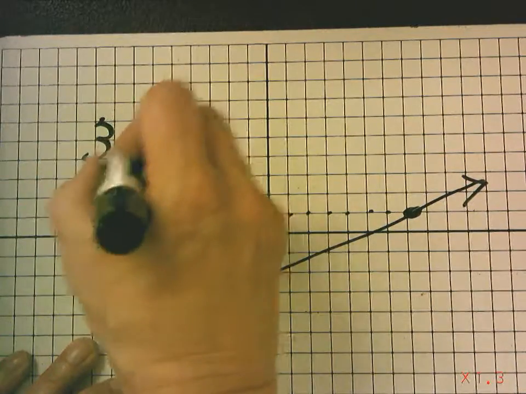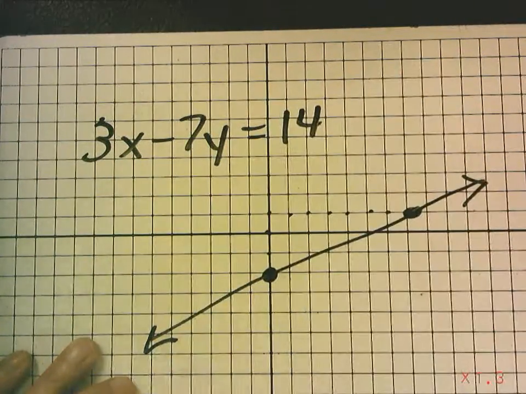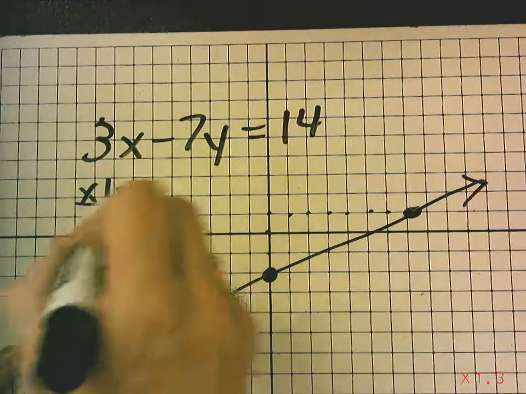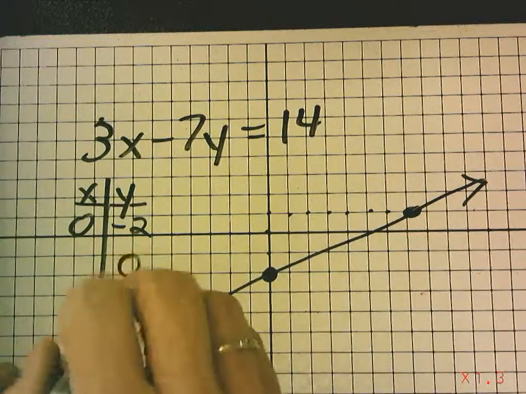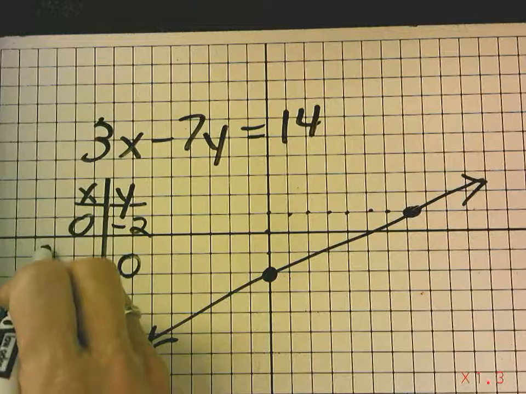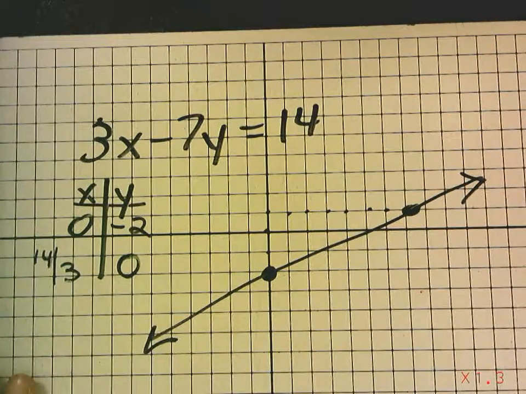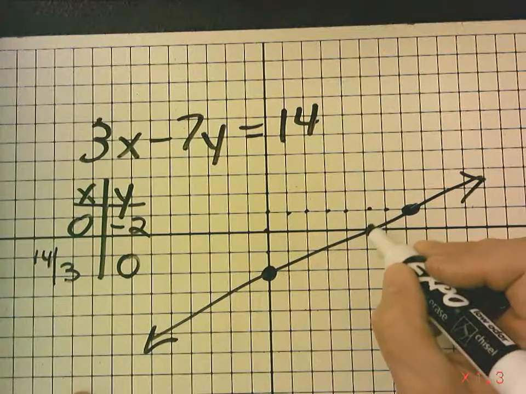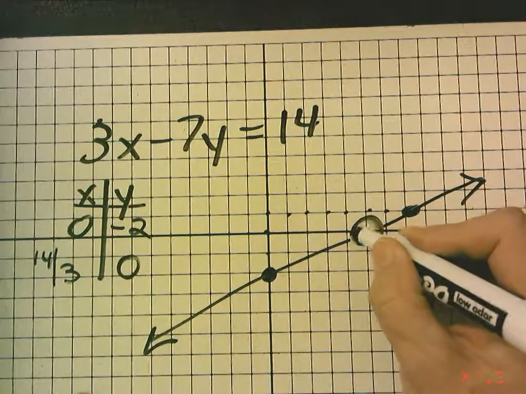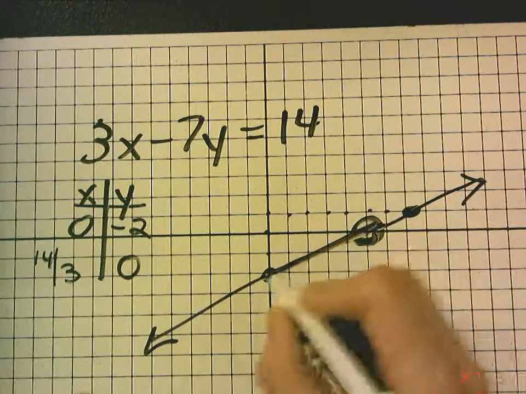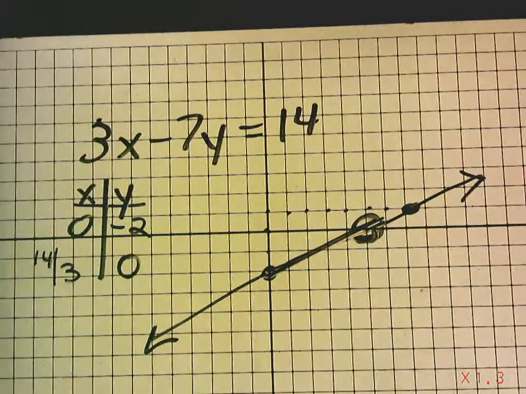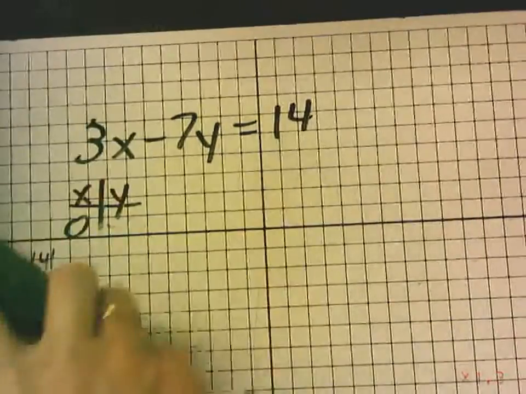Another way is to find the x and y intercepts. If x is 0, y is negative 2, and that's exactly what we got. But if y is 0, x is 14/3. Now, 14/3 is almost 5. And if you see here, where we went through was almost 5. So if I had graphed it using the x and y intercepts, I still would have gotten the same line. Now remember, you're allowed to graph any way you want. So if you like using the x and y intercepts, do that.